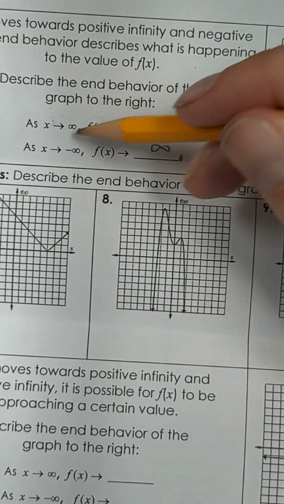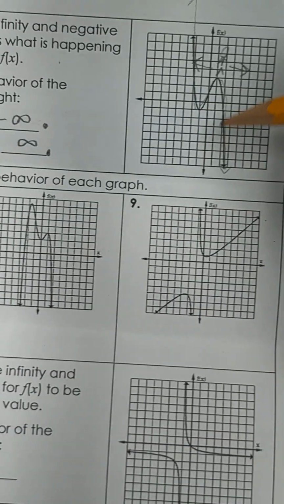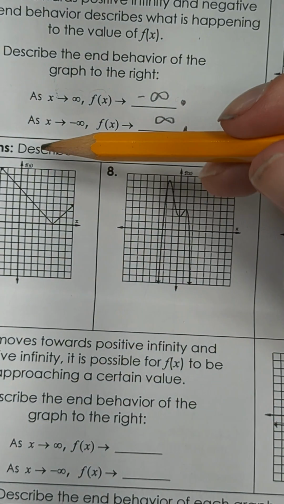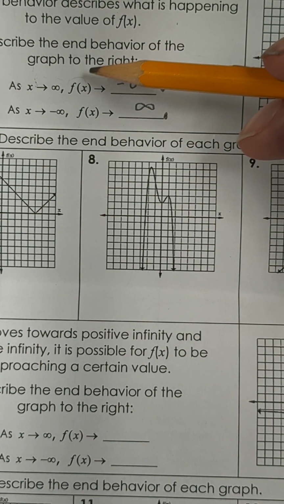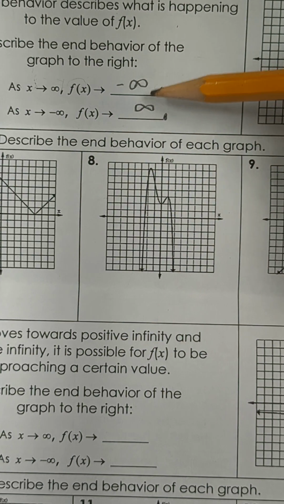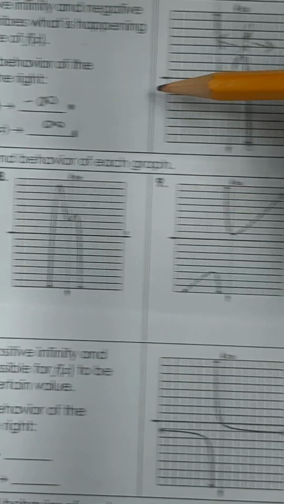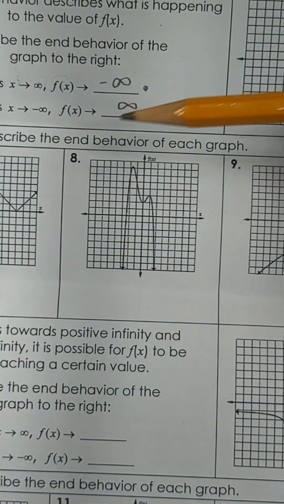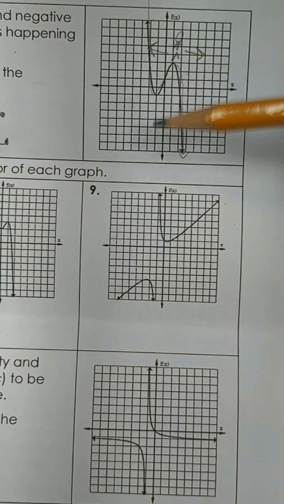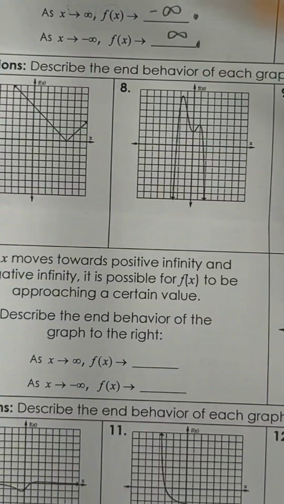This tells you what happens as we go towards positive infinity, off to the right, and this tells you what happens as we go towards negative infinity, off to the left. In this case, it's the opposite: when you go to positive infinity in the x, the y goes down to negative infinity. And when you go to negative infinity in the x, the y actually goes up to positive infinity, because they're kind of backwards.